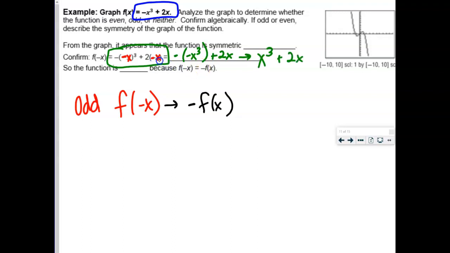Notice I changed the 2 times negative x. No, you didn't even do that right. Try again. Notice how I totally changed it to a minus. Okay, there we go. So x to the third minus 2x.